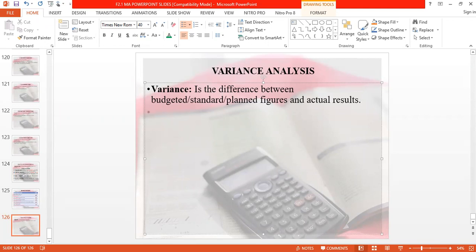Next, variance can either be favorable, normally abbreviated with the letter F, or some books abbreviate it as FAV, or adverse. Some books call it A or ADV. So variances can either be favorable or adverse.